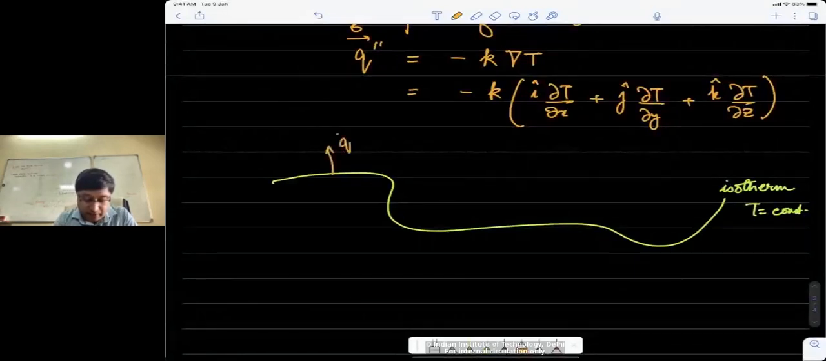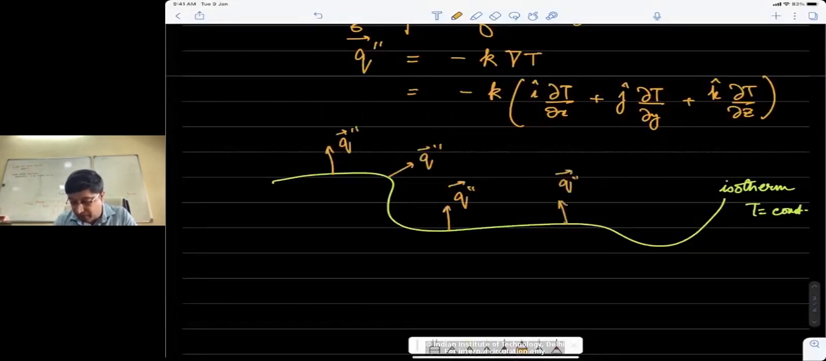So we'll have the heat flux vector pointing in this manner. Everywhere, it would be perpendicular to this line. This technique is very helpful in heat transfer. If we can identify a line of constant temperature, we already know from there the direction of heat transfer by conduction: it would be normal to that line of constant temperature.